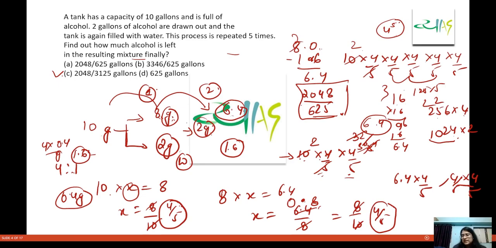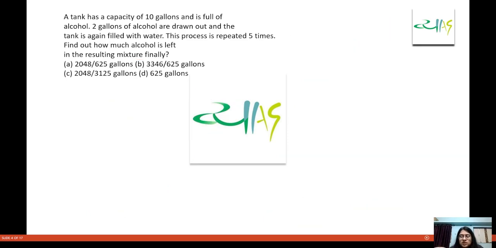Okay, so let us see that. Instead of doing such a lengthy procedure here, what basically we are going to do is the following.